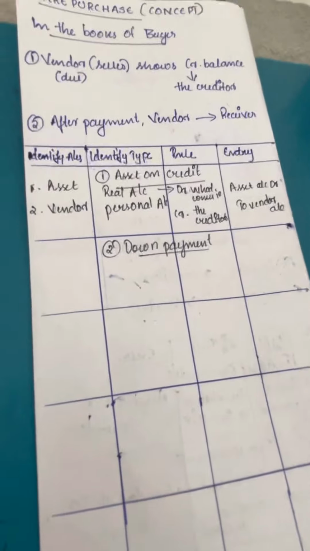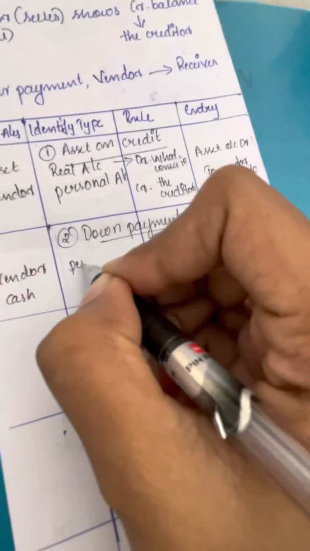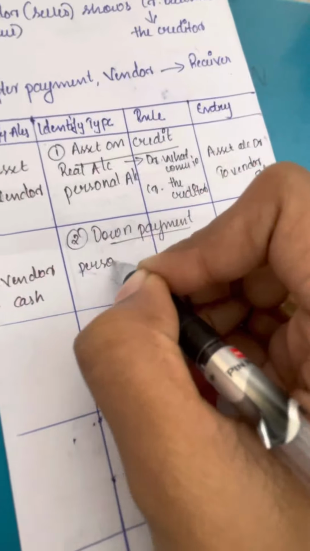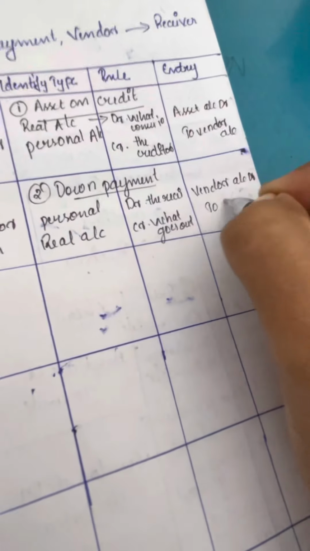The down payment involves the vendor and the cash. In the case of payment, the vendor becomes the receiver. Personal account: debit the receiver. And the cash is a real account: credit what goes out. So the entry is vendor account debit to cash account.